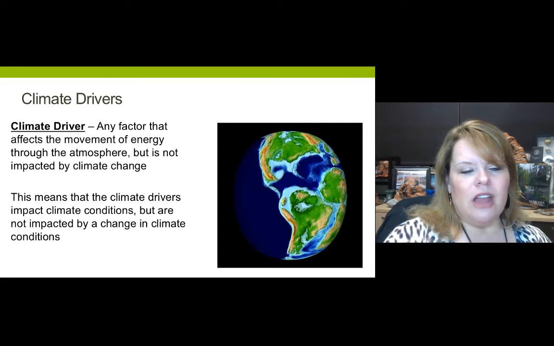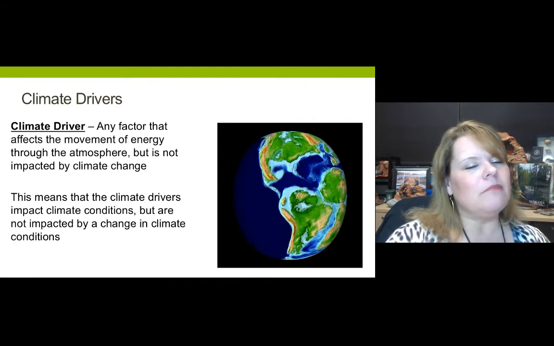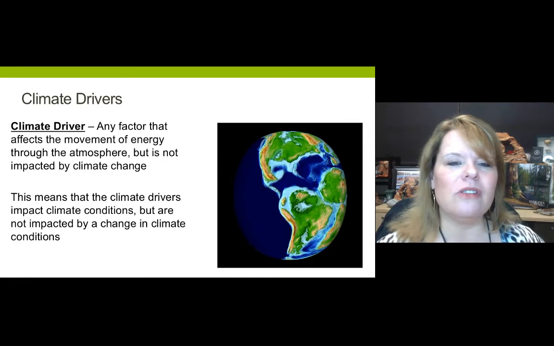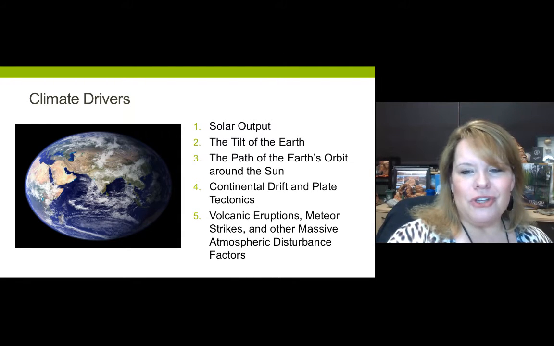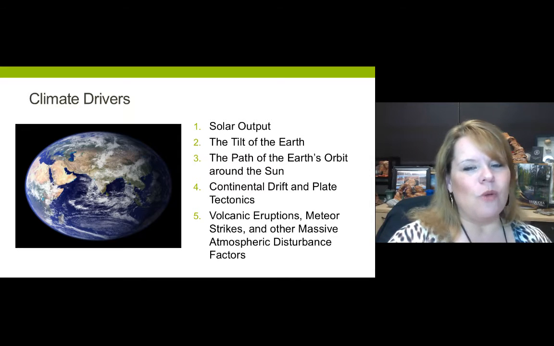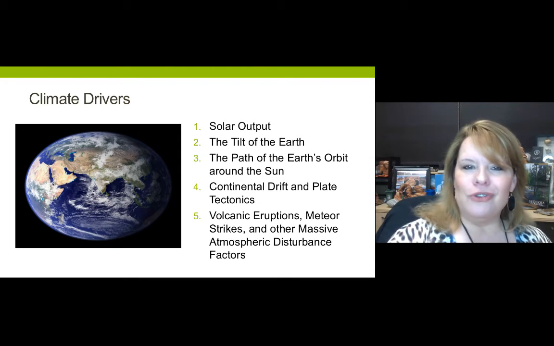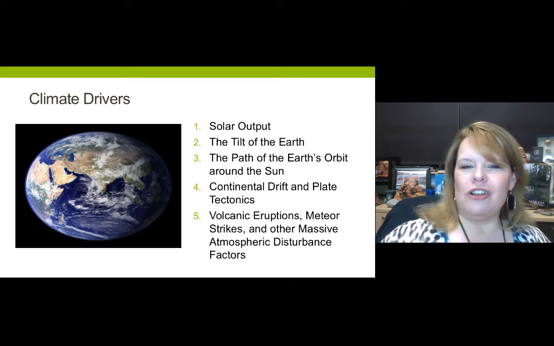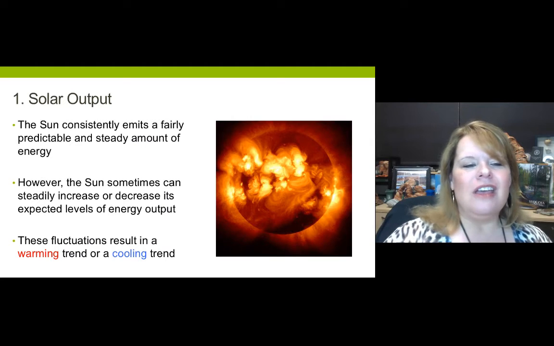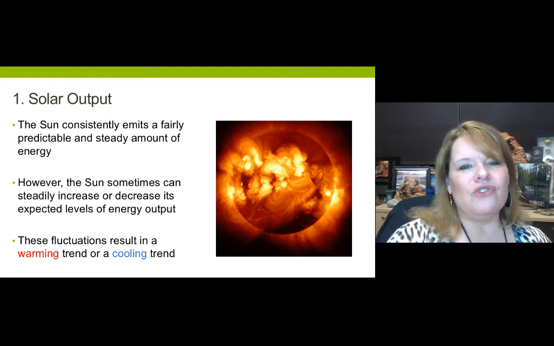So this means that the climate drivers impact climate conditions, but they themselves are not impacted by the change in climate conditions. So we'll be looking at a handful. We'll look at solar output, the tilt of the Earth, the path of the Earth's orbit around the Sun, continental drift and plate tectonics. We'll look at volcanic eruptions, meteor strikes, and other massive atmospheric disturbance factors. So number one, these drivers you need to know for your test.